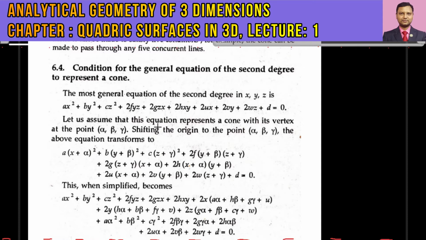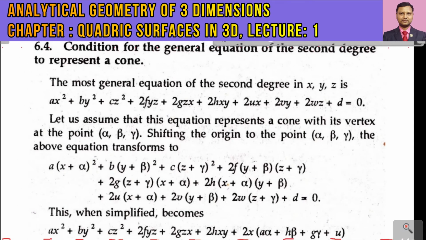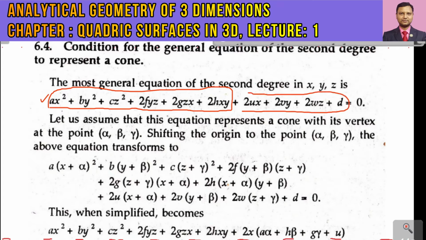So we have this type of equation, and it has this expression: ax square plus by square plus cz square plus twice fyz plus twice gzx plus twice hxy. This much is the homogeneous portion, and this much is the non-homogeneous portion. So we are going to study under which condition this kind of equation will represent a cone.